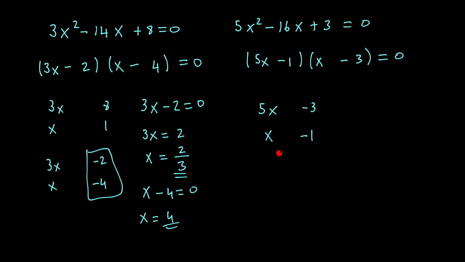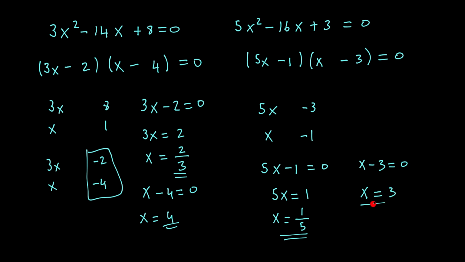Now if I solve this quadratic equation, 5x minus 1 is equal to 0, and that would give me 5x is equal to 1, so x is equal to 1 over 5. That would be one of my solutions. The other solution would be x minus 3 is equal to 0. That means x must equal 3. So these are my two solutions for this quadratic equation.